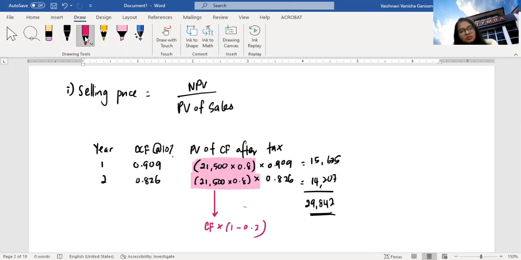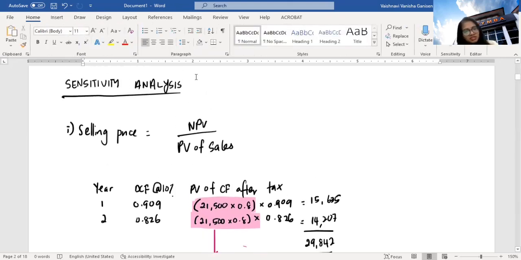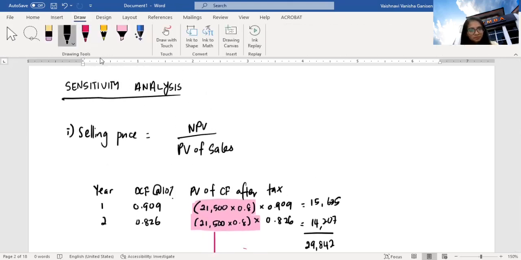Okay, now NPV was already given in the question. The NPV that was given in the question was 462. The present value of future cash flow that you have is 29.